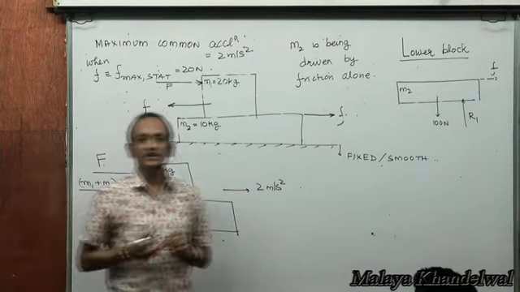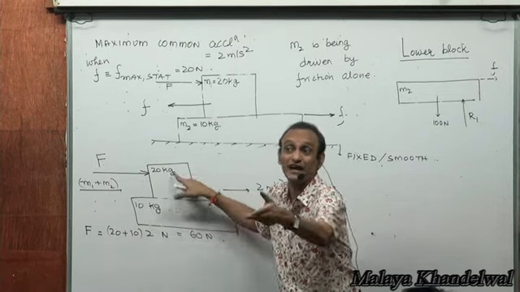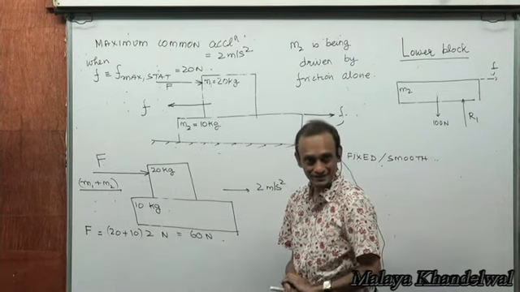Yes or no? Now when F becomes 60 newtons, they reach a maximum common acceleration of 2 meters per second squared. And when they reach a maximum common acceleration of 2 meters per second squared, what's the frictional force between the two? Maximum static of 20 newtons. Right?